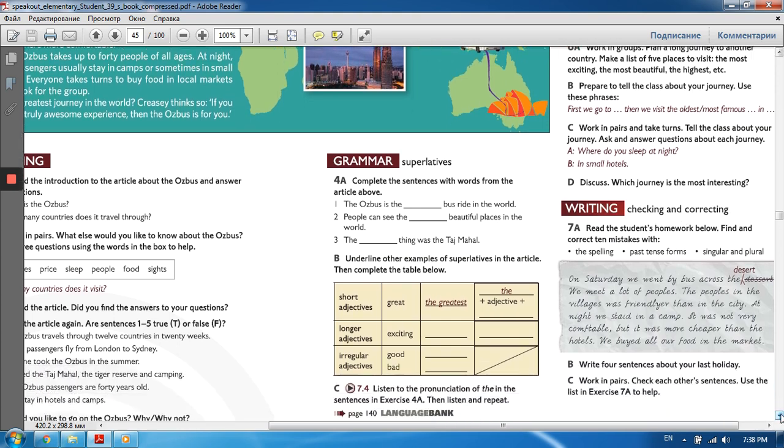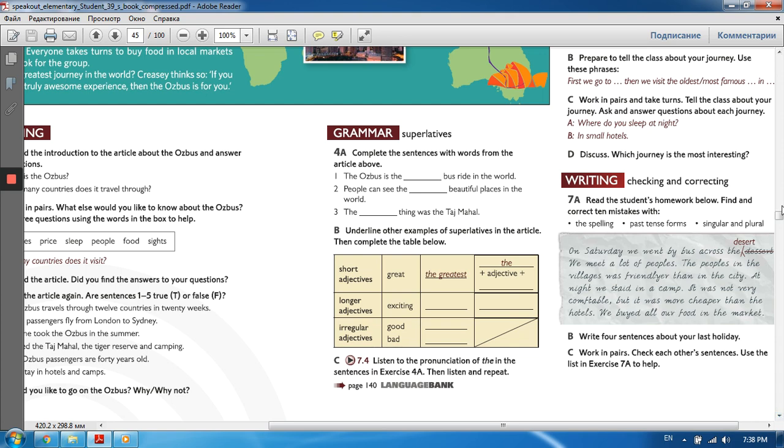So the writing part, checking and correcting. Exercise 7a. Did the students do their homework below? Find and correct 10 mistakes with the spelling mistake, past tense forms mistake, singular and plural mistake. We have got here a piece of writing. Let's read it together and correct the mistakes.